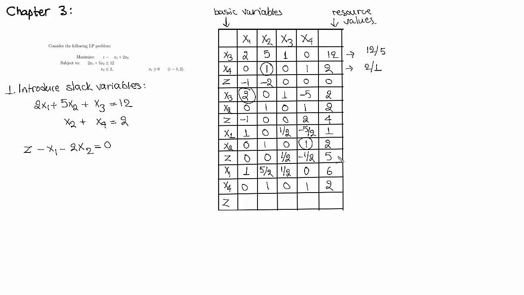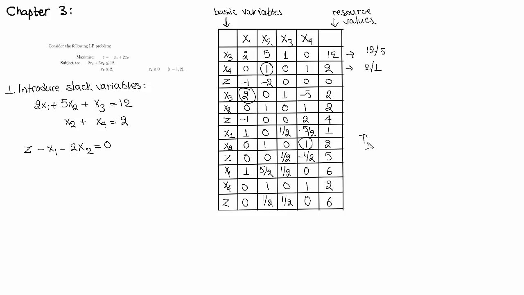And now we're going to do the same with the last row. So we're going to add in the last row a half of this row. So we have 0, 0 plus a half is a half plus 0 is a half, this is 0, and this is 6. We can see that we have no negative entries in the Z row anymore, so we can stop the simplex algorithm now, and we can find the optimal solution.